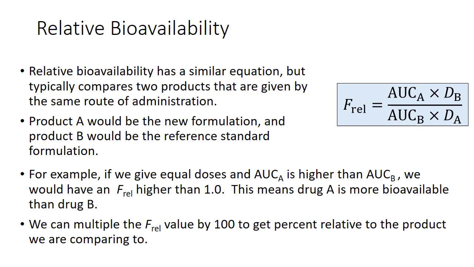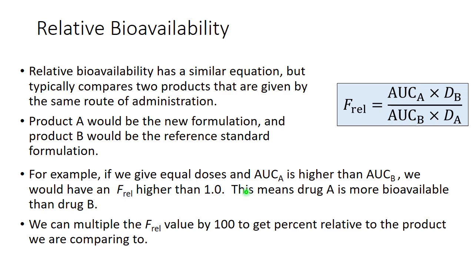Product A would be the new formulation, so that's the area under the curve and the dose of the new formulation. Product B would be the reference standard, area under the curve, and dose. For example, if we gave equal doses of each product and AUC-A is higher than AUC-B, we would have a relative fraction absorbed higher than 1. This means drug A is more bioavailable than drug B.